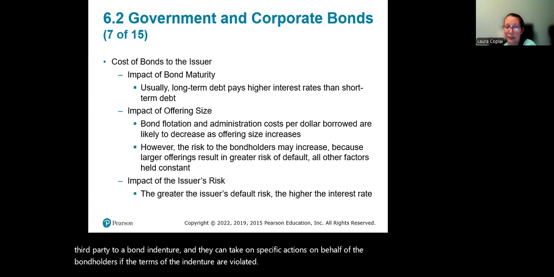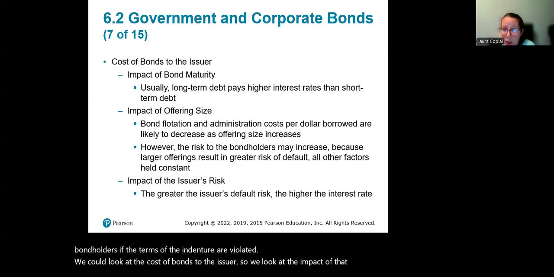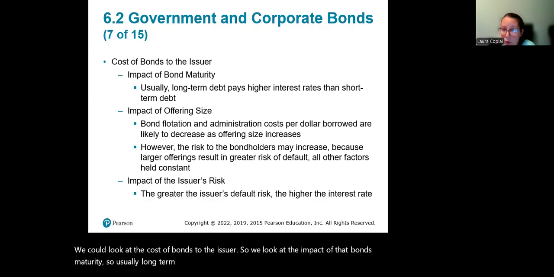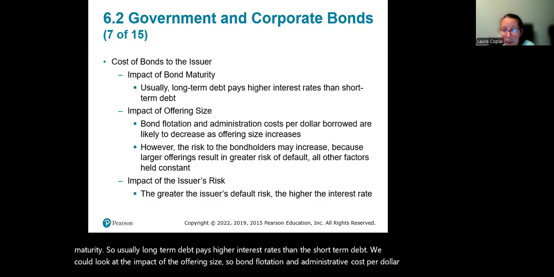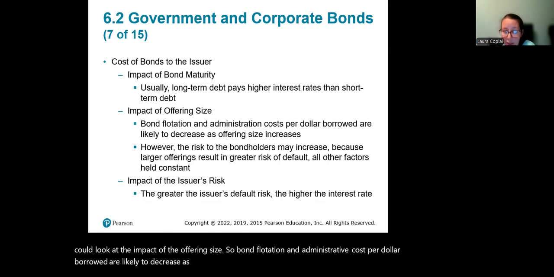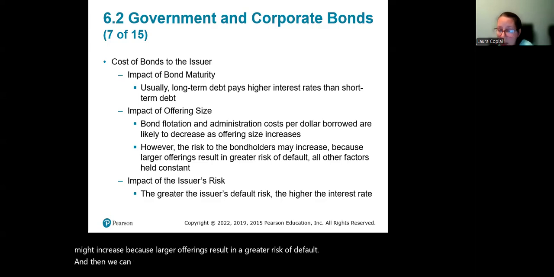We could look at the costs of bonds to the issuer. So we look at the impact of the bond's maturity. Usually long-term debt pays higher interest rates than short-term debt. We could look at the impact of the offering size. Bond flotation and administrative costs per dollar borrowed are likely to decrease as offering sizes increase. However, the risk to the bondholders might increase because larger offerings result in a greater risk of default. And then we could also look at the impact of the issuer's risk, where the greater the risk, the higher the interest rate.